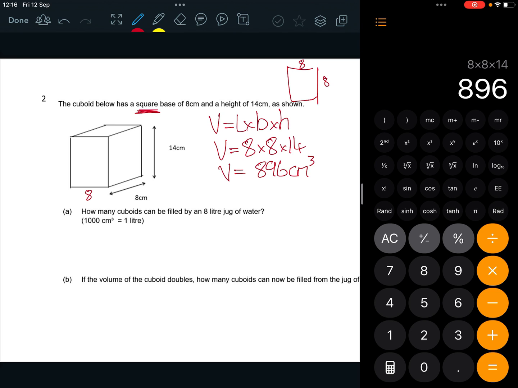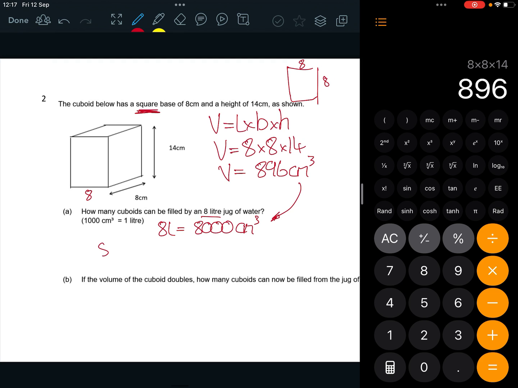Now what they're saying is, they've got a big 8-litre jug, and then they're filling up all these wee boxes with it. So what you want to do is convert this 8 litres into cubic centimetres. So if 1 litre is 1,000 cubic centimetres, then 8 litres is equal to 8,000 cubic centimetres. Okay, and that's worth a mark. Now we're trying to work out how many of these would fit into it.